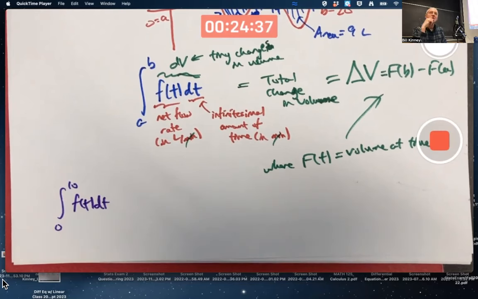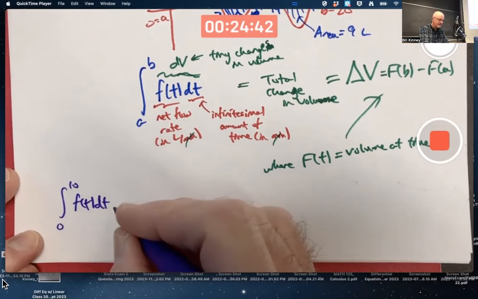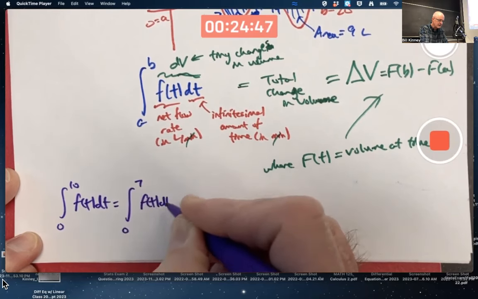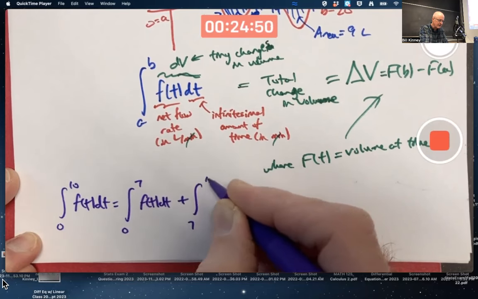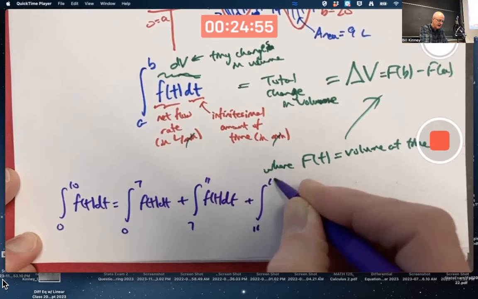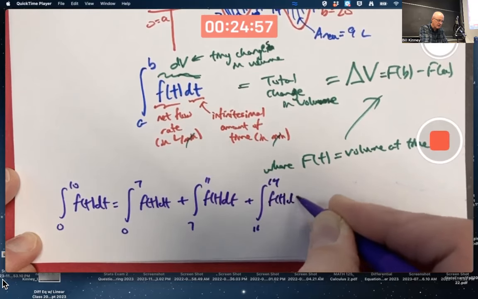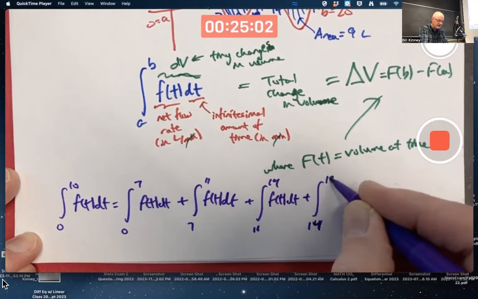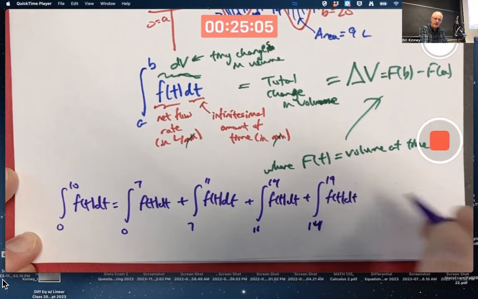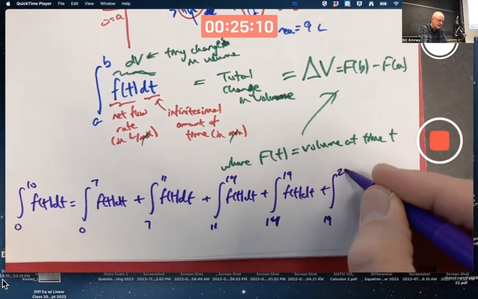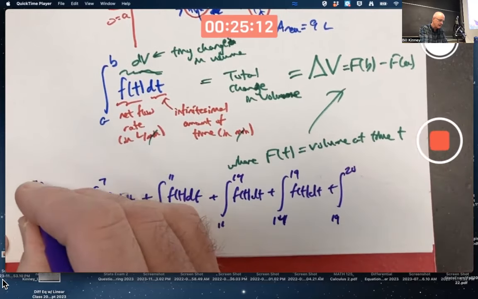Here's something I could do. Not that you have to do what I'm about to do, but you can do it. I could break this integral up into a bunch of pieces. The integral from 0 to 7, plus the integral from 7 to 11, plus the integral from 11 to 14. I'm picking the numbers where the function f of t equals 0, plus the integral from 14 to 19, plus the integral from 19 to 20. Yes, thank you. That should be a 20 over here.